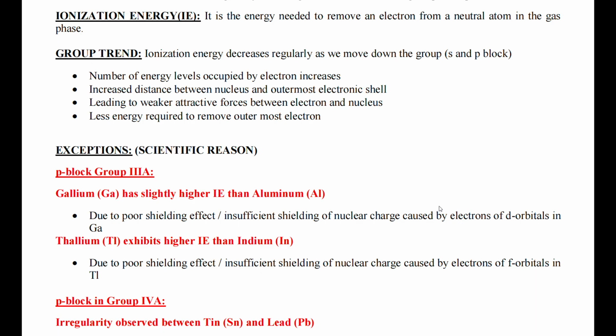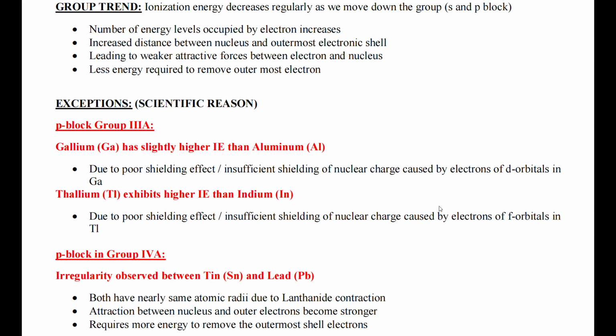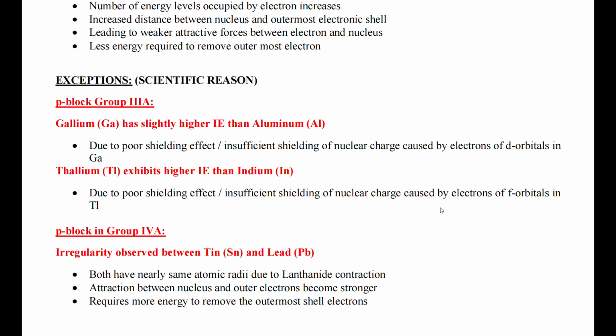We have two exceptions in the p block, in group 3A and group 4A. For group 3A, we have two exceptions. Gallium has slightly higher ionization energy than aluminium. Also, thallium exhibits higher ionization energy than indium. If you watch carefully, in both scenarios the reason is the same. And what is the reason? This is due to the poor shielding effect, or the insufficient shielding of the nuclear charge.